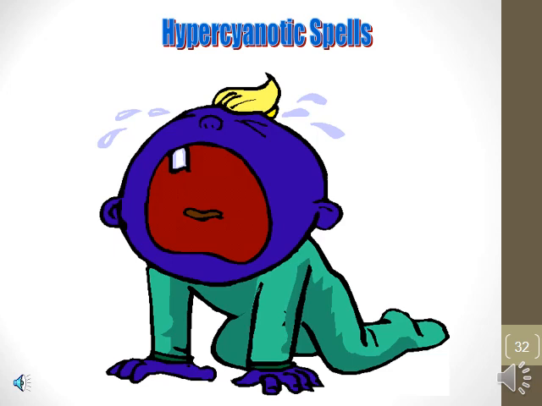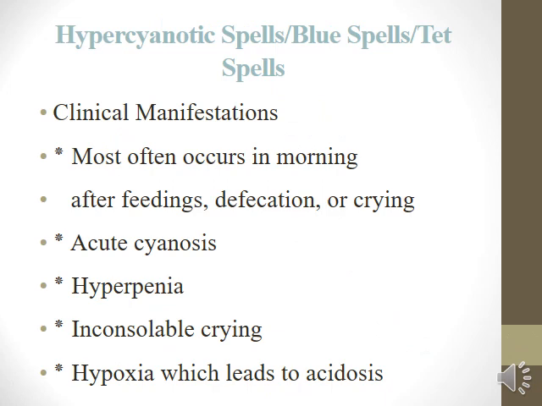Hypercyanotic spells: the child becomes blue, cries very much. Hypercyanotic spells, blue spells or tet spells. Clinical manifestations: most often occur in the morning. Attack occurs after feeding, defecation or crying. There is acute cyanosis, hypercapnia. The child's breathing becomes very fast. Inconsolable crying. The child cries aloud. And during this time saturation goes very low. Hypoxia occurs and it causes metabolic acidosis.